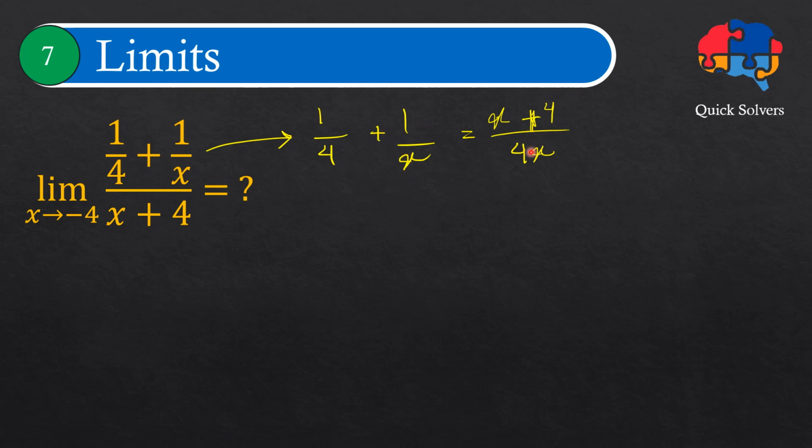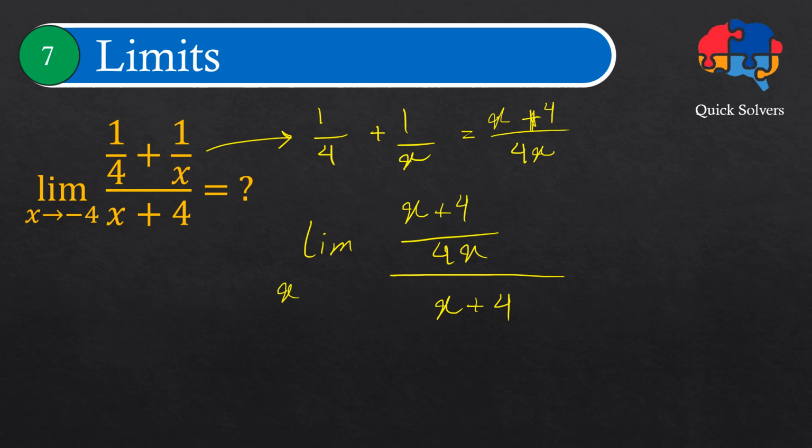And this is very important because, you see here, I can rewrite the limit as x plus 4 over 4 times x, divided by x plus 4, and we know that x approaches minus 4. And here, this x plus 4 and 4 plus x, these two cancel out each other, and what is left is 1 over 4 times x over 1, and we can simply remove this.